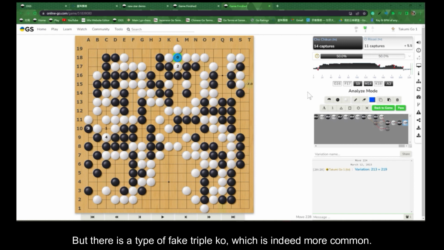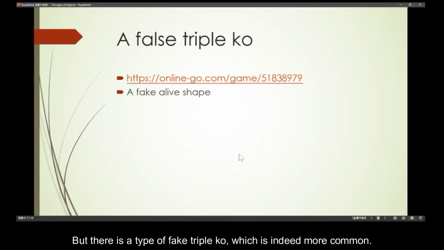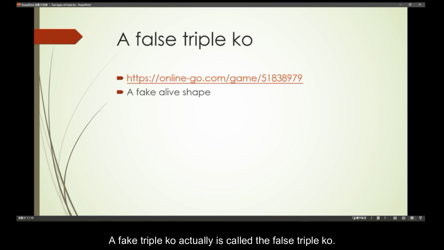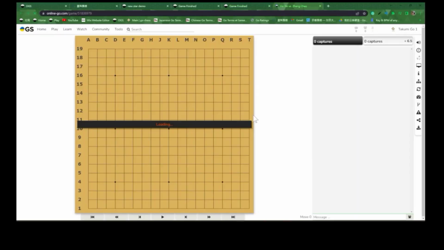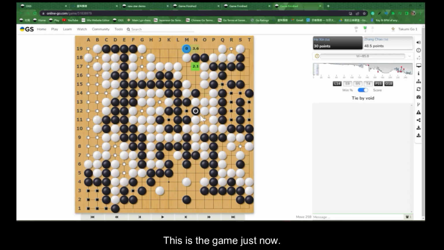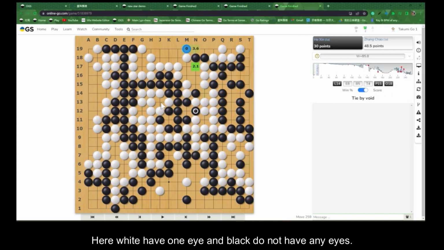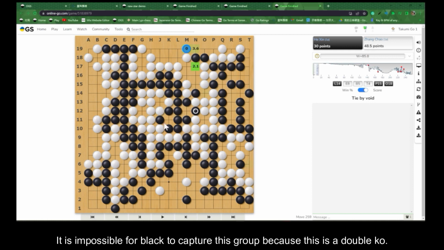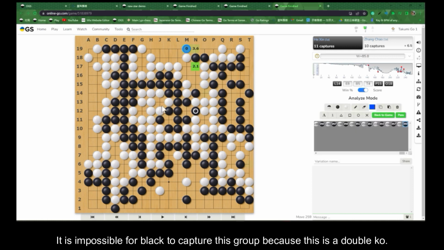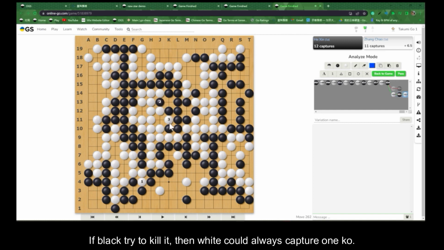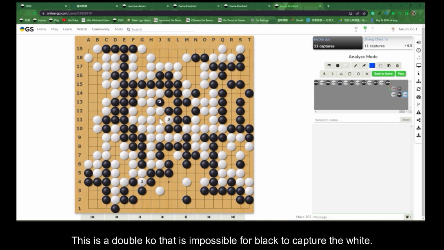But there is a type of fake triple core, which is indeed more common. A fake triple core is called the false triple core. It is a fake alive shape. Let's see what it is. This is the game just now. Here, white has one eye and black does not have any eyes. It is impossible for black to capture this group because this is a double core. If black tries to kill it, then white could always capture one core. This is a double core that makes it impossible for black to capture white.